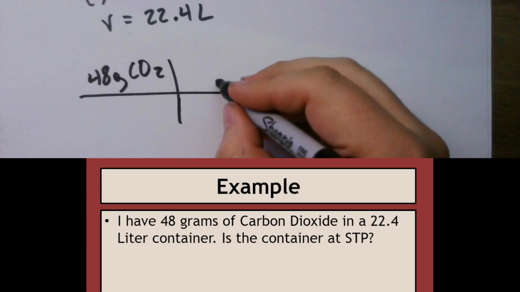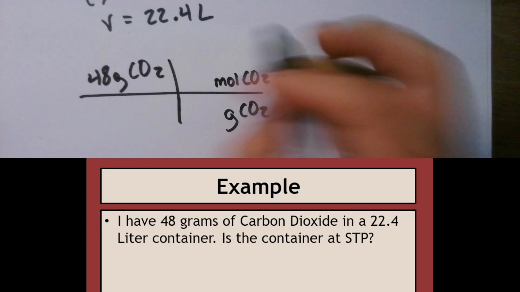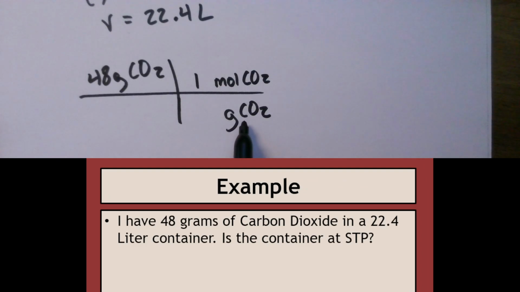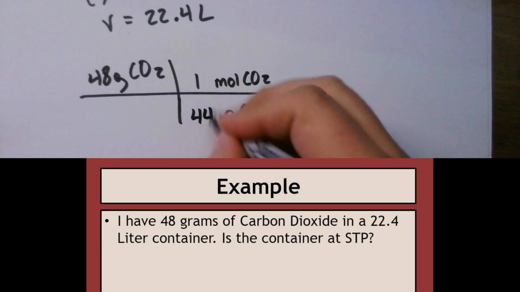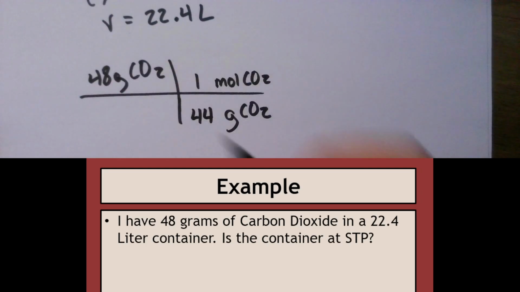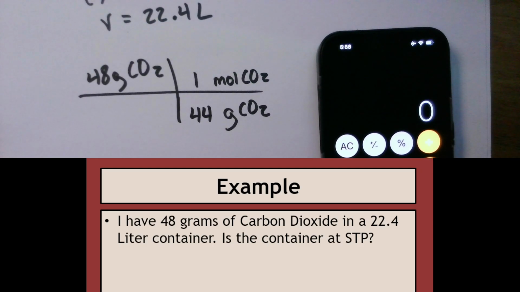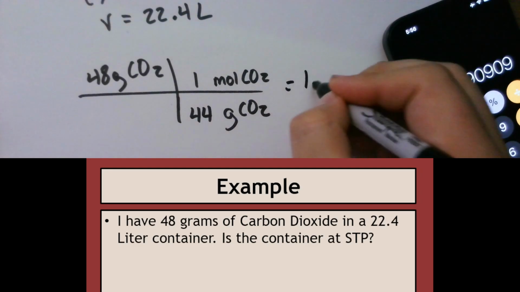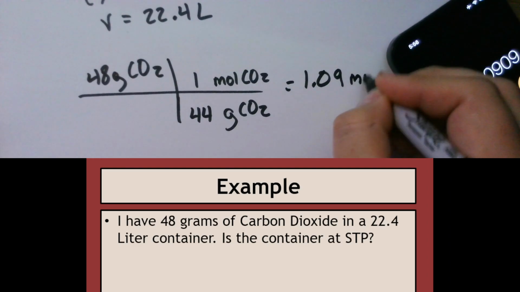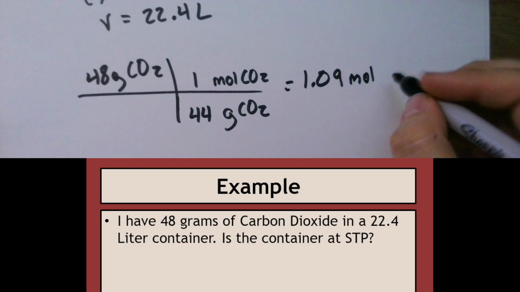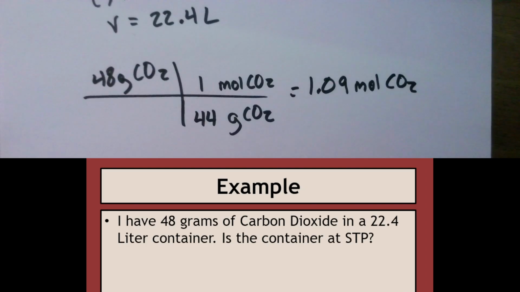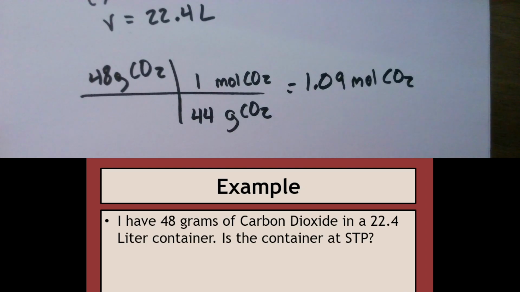Grams of CO2 to cancel. Moles of CO2 on top. 1 mole of CO2 weighs, so it'd be 12 plus 32 is 44. 48 divided by 44, so 12 over 11, 1.09 moles of CO2. Okay, now is this container at STP? Let's just check to see if the math works out.